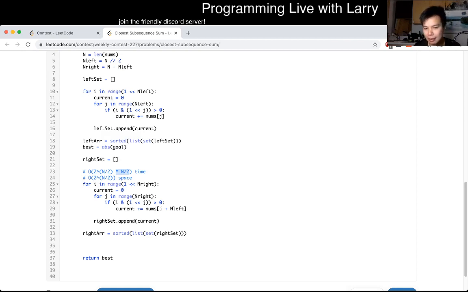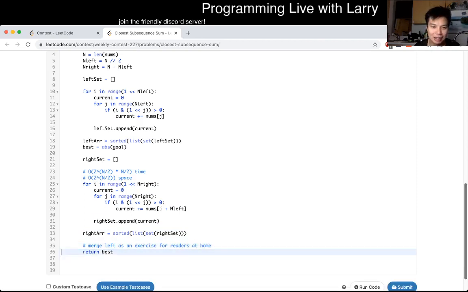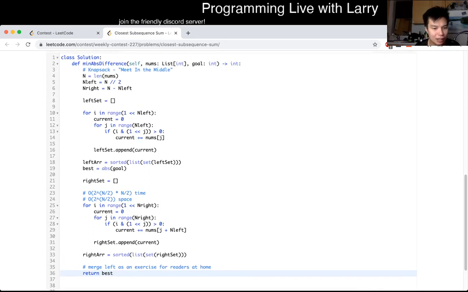But yeah, I didn't do that during the contest, and maybe I should have studied the literature a little bit more to get that. But yeah, that's all I have for this problem. I'll leave the rest, merge left, as an exercise for readers at home. Let me know what you think. Like I said, the concept is kind of interesting and cool.